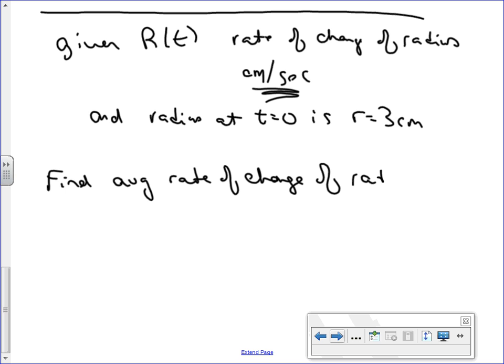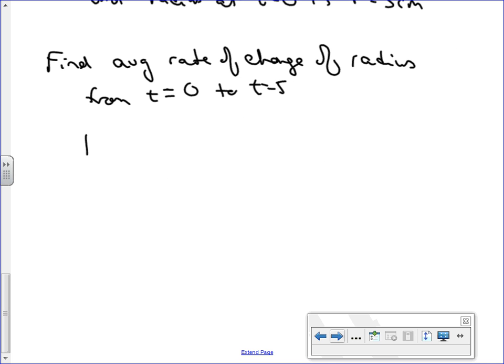of the radius from t equals 0 to t equals 5. Okay? Average rate of change is the same thing as average value of the rate of change. And what's the formula for average value? 1 over b minus a times the definite integral. Yes? So 1 over 5 minus 0 times the definite integral from 0 to 5, of what?